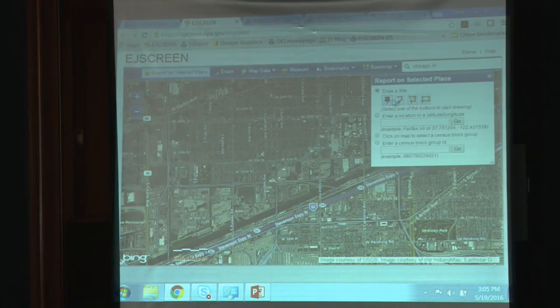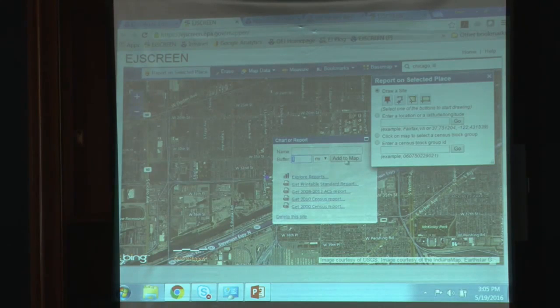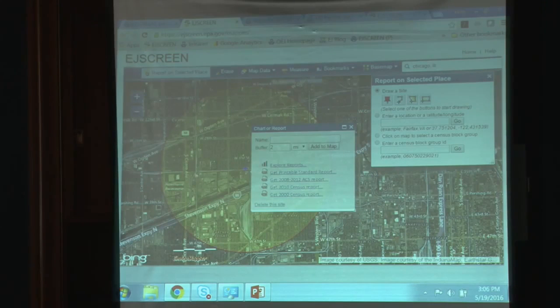So one thing that you can do if you want to do just a circular buffer around a specific site is put a dot on the map. You can specify a buffer, so I want to make a 2-mile buffer, and just hit add to map. That's 2 miles in every direction. What this is going to do is add up the average of all the block groups that are within this circle and give me the average demographics and environmental exposure for all of those map layers you saw in one place.